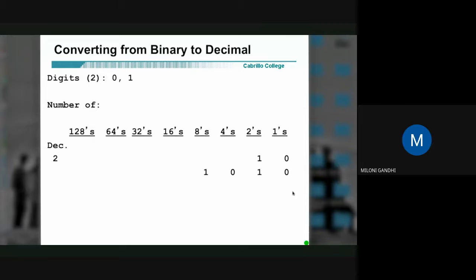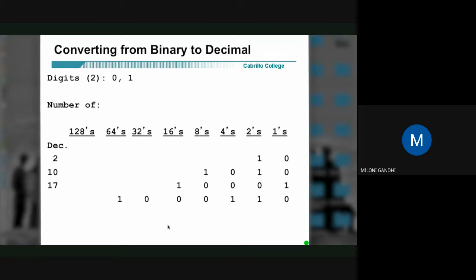What would this be? You're right. 1 in the 8s plus 1 in the 2s, that's 10. How about this? We have 1 in the 16s, 1 in the 1s. What's that give us? You're right. 16 plus 1, 17.